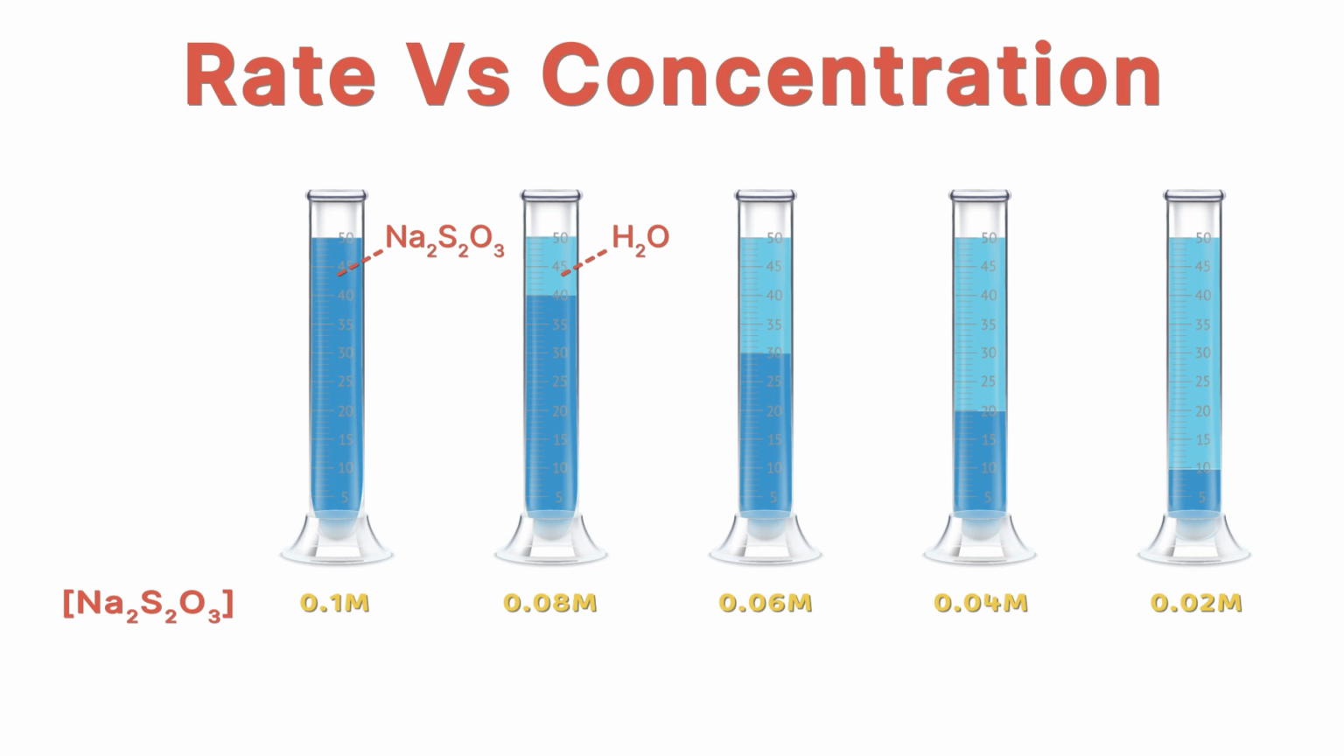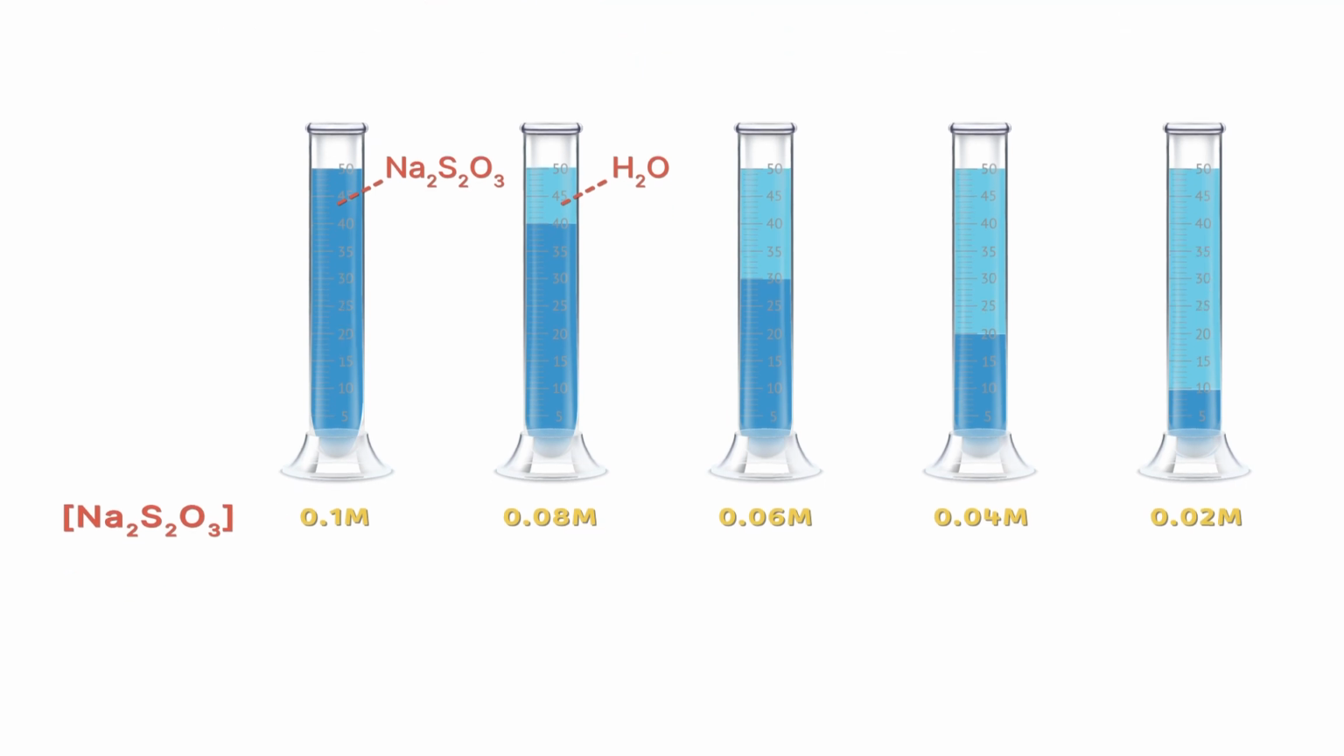To do this, we will need 4/5 of the original 0.1 molar solution and 1/5 water. So if we are keeping a constant volume of 50 centimeters cubed, then 40 centimeters cubed of the first solution and 10 centimeters cubed of water will give us 4/5 of 0.1 molar, which is 0.08 molar. To get 3/5 of the original solution, 0.06 molar, we will need 3/5, 30 centimeters cubed of the original solution and 2/5, 20 centimeters cubed, water. We continue in this way as shown to get the remaining concentrations.